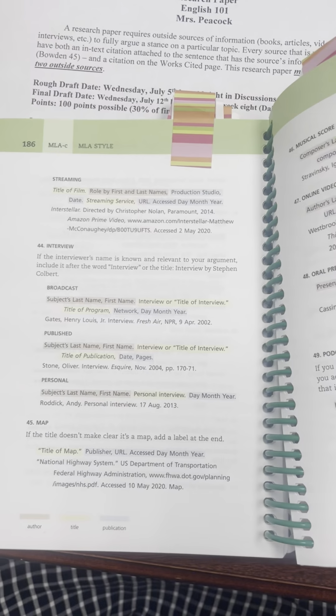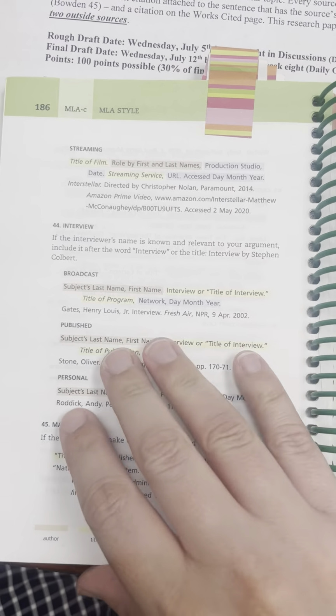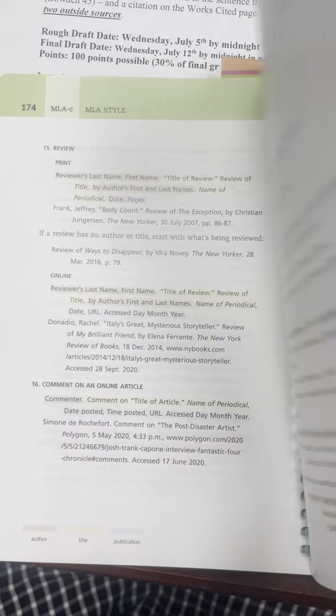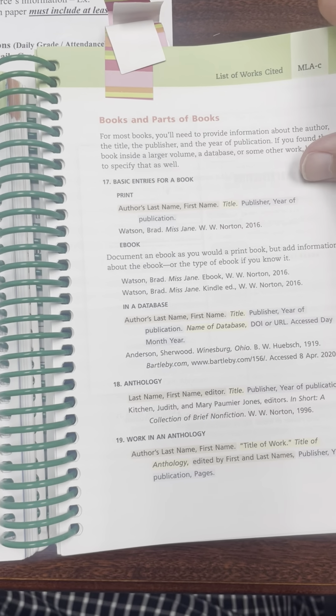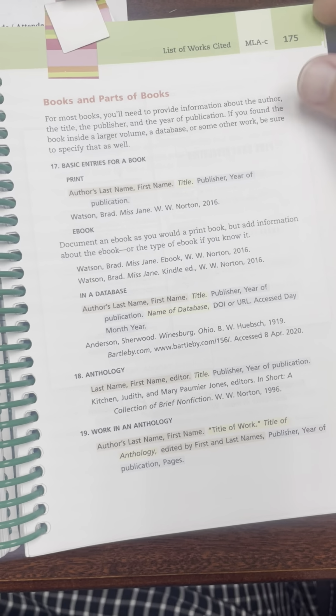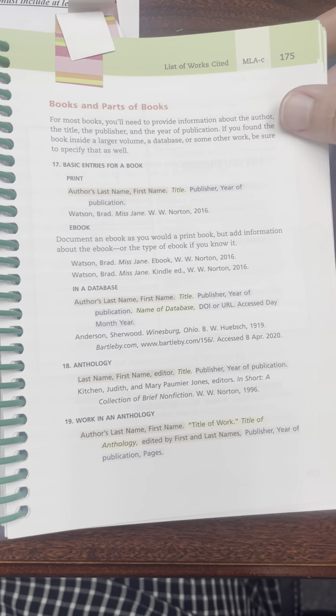As you're citing each source, it could be that you use, for instance, an interview, or a film you're streaming. They've got personal letters, emails, reviews. I mean, they've got all these different types of citations. Here's the book citation page. I definitely recommend flipping through this green chapter, especially once you've found some outside sources you want to cite.